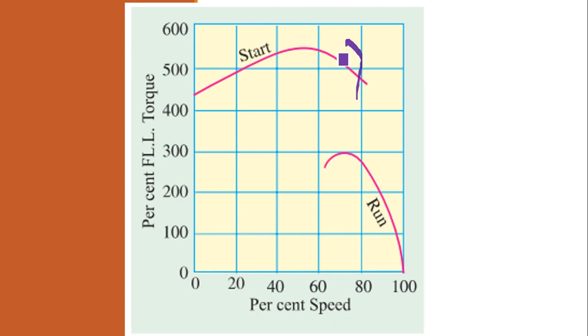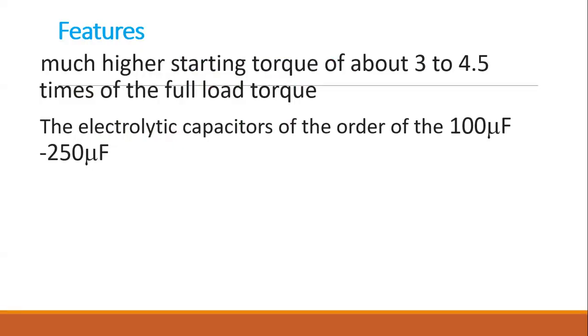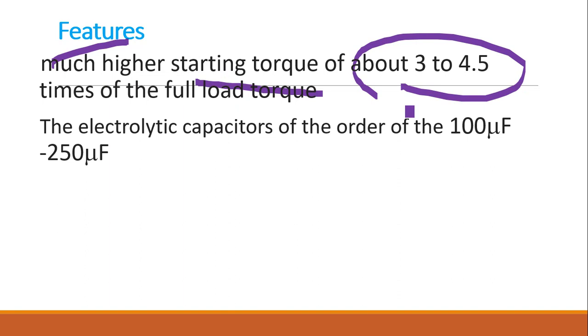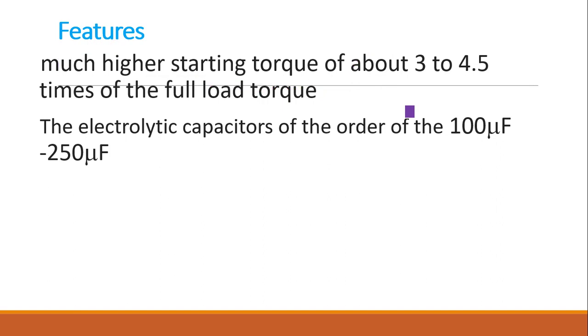And at centrifugal switch operation, what happens? After that, only the running winding or main winding will be remaining. So this is the speed characteristics, torque speed. And understand that the CSIR motor has very good starting torque. So we can say the features like this: good starting torque, about 3 to 4.5 times. If you have 100% full load torque, then 400% you are getting.